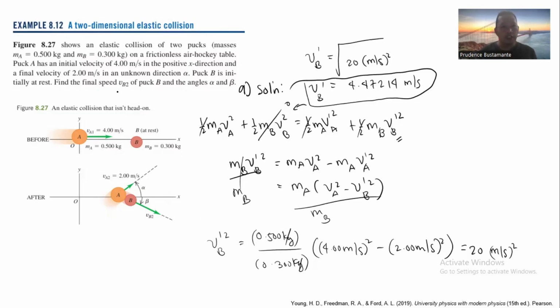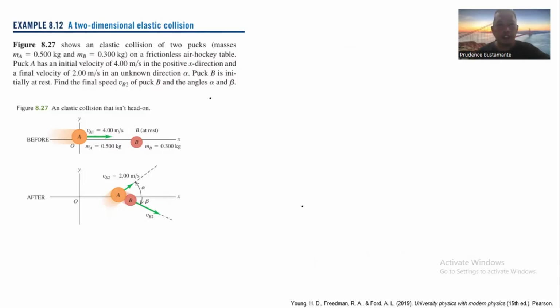However, we actually need to find the angles alpha and beta, the directions of A and B. What are the directions of A and B? To do that, we need to use the conservation of momentum. Let's do it along X, for the X component.